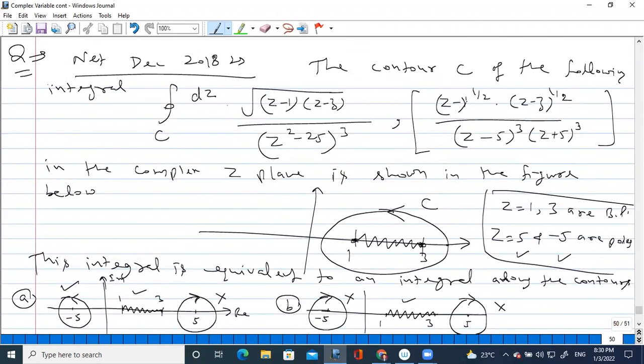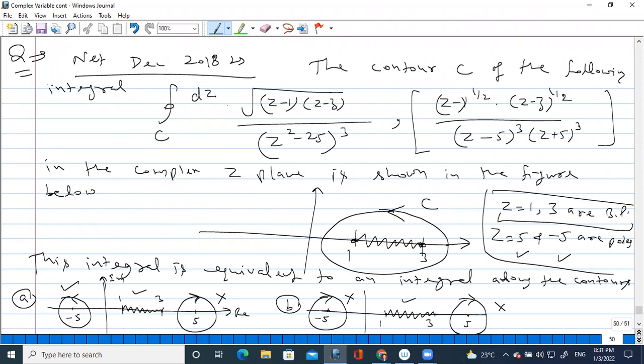You converted z to the power half. So here z equal to 1 and 3 are two branch points. Z equal to 5 and minus 5 are two poles. So only the poles you have to integrate. It means the contour you have to make about these poles. And because the contour is anti-clockwise, that also you have to check. Our contour should be anti-clockwise. And we have to leave these two points, so they are outside the contour.